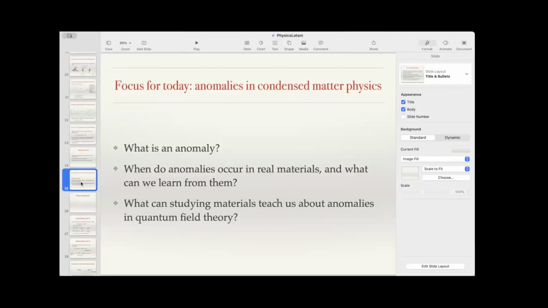And so the topic that I wanted to talk a little bit more about is what we call anomalies and the role that they play in condensed matter physics. Basically, first I'm going to talk about what is an anomaly, and I'll give you a couple of different pictures. Then I'll give you some examples of when we find these anomalies in real materials and what we learn from that. And if we have time at the end, although we may not, I can talk a little bit about what studying materials can teach us about anomalies in quantum field theory.